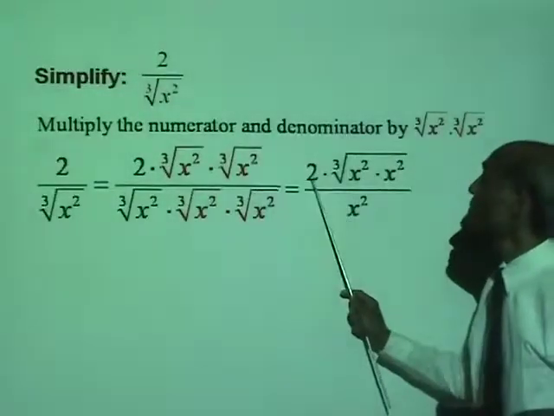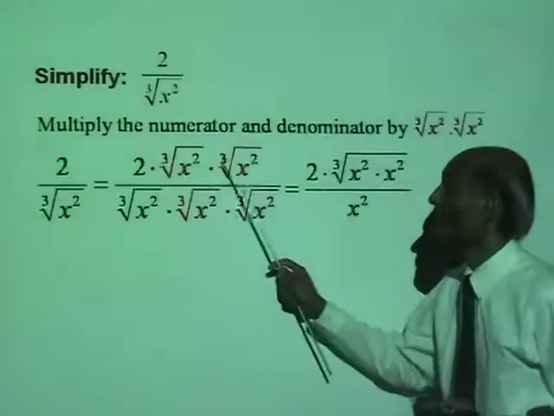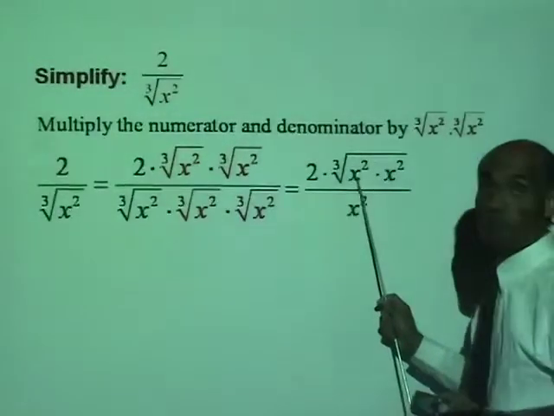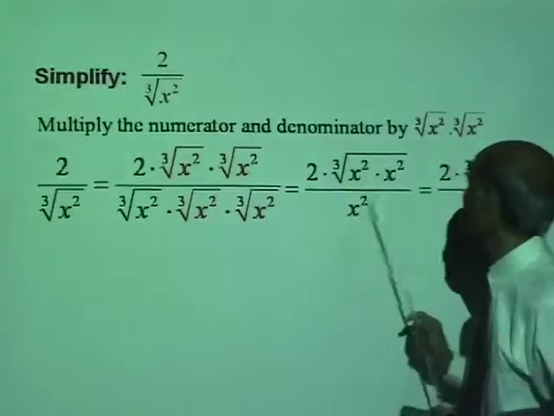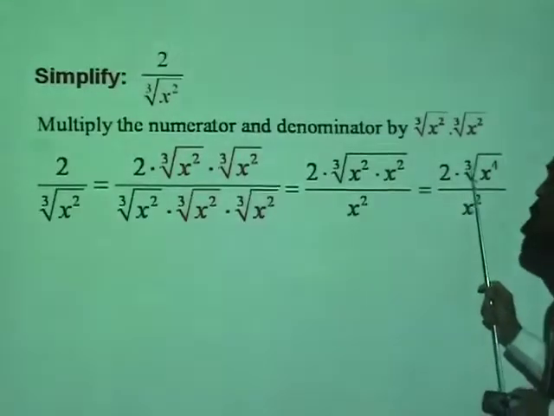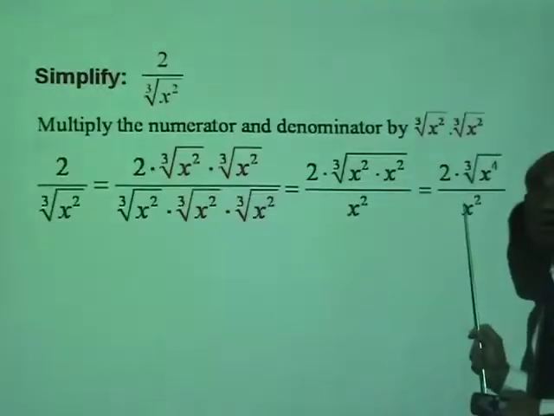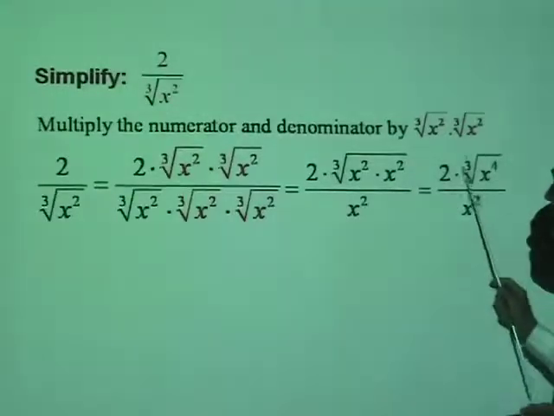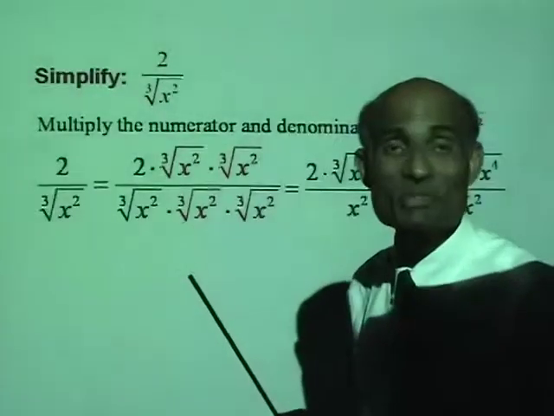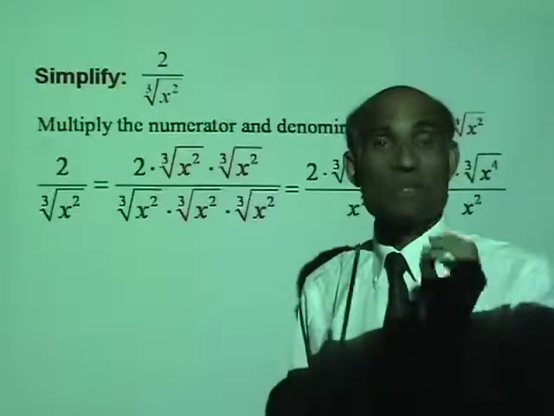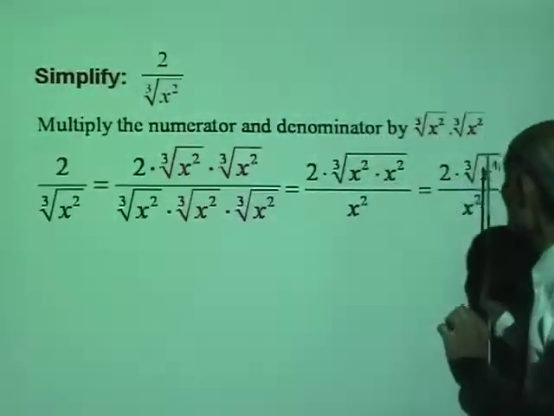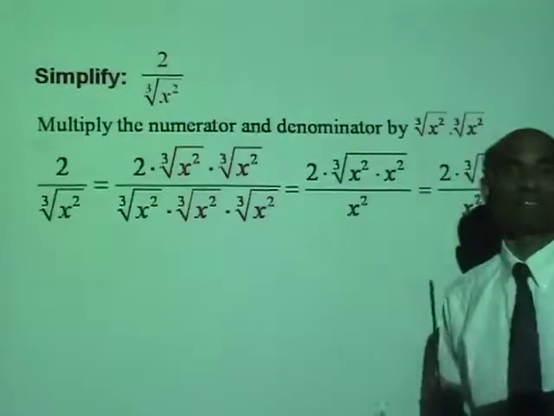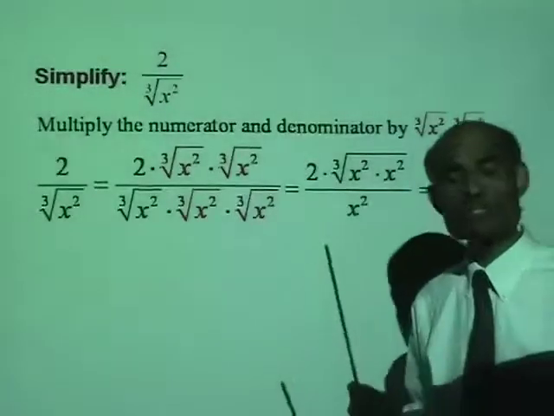So this is now 2 times cube root of x squared times x squared divided by x squared. X squared times x squared is x to the 4. So that will be 2 times cube root of x to the power 4 over x squared. Tell me, can this be simplified further? Cube root of x to the power 4. You see, any power greater than 3, if it is inside a cube root, can be simplified. Cube root x to the 4 can be simplified.